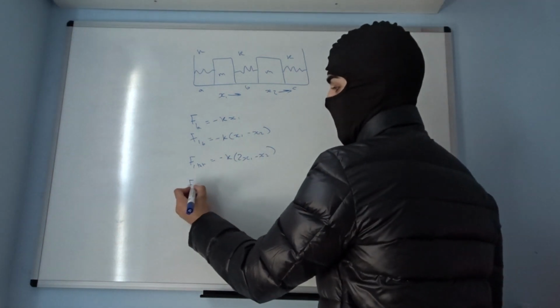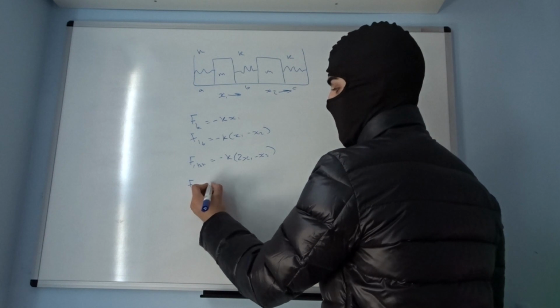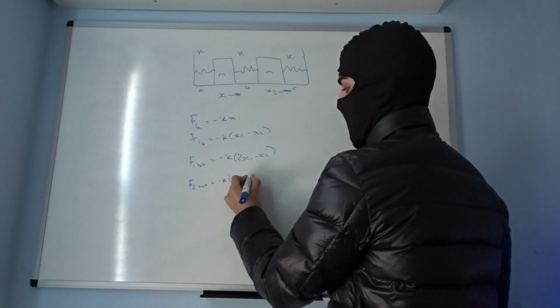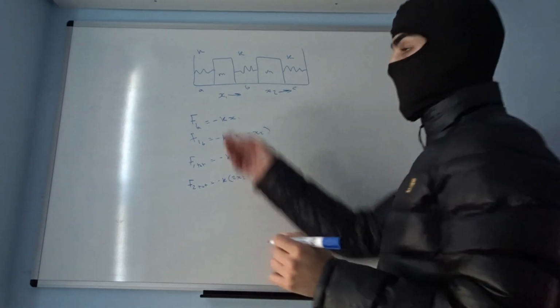You can do the same for the second mass, which would literally just be this flip. Then F2 total is minus K (x2 minus x1). These all have the same spring constants.